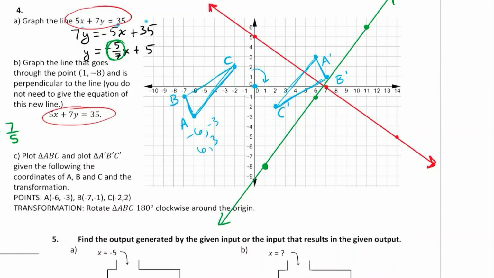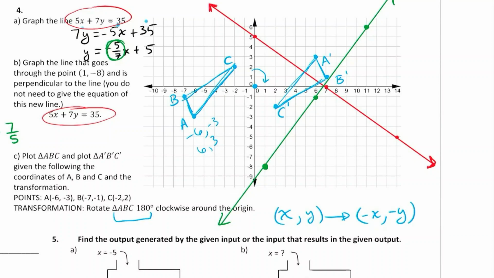And I'm convinced. And there is this rule, right? If you're doing a 180-degree rotation, (x, y) gets mapped to the opposite of x and the opposite of y. If you're doing a 90-degree rotation, I know x and y switch places, and then it depends on whether you're going clockwise or counterclockwise. One of them changes sign, but let's leave that there.